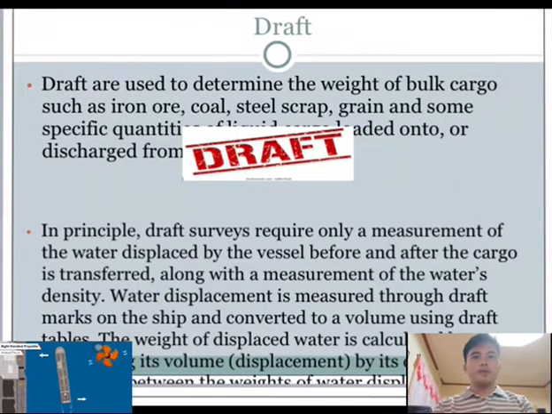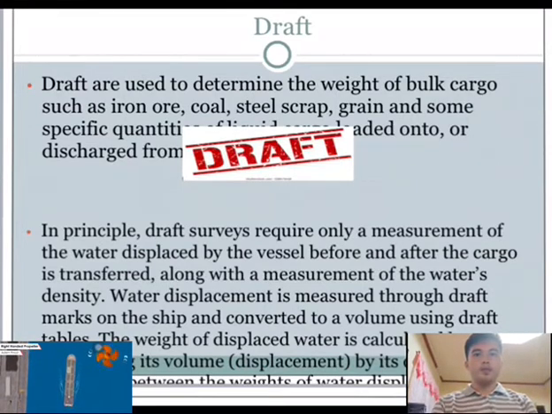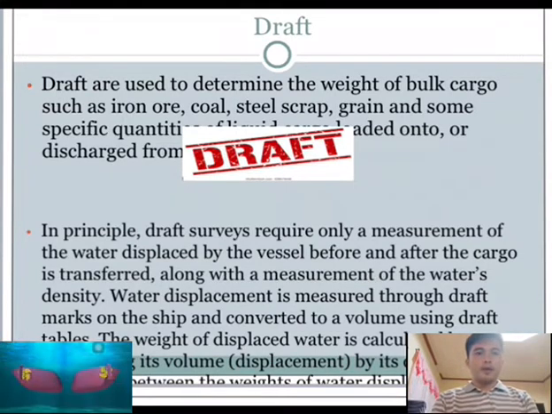In principle, a draft survey requires only a measurement of the water displaced by the vessel before and after the cargo is transferred, along with a measurement of the water density. Water displacement is measured through draft marks on the ship and converted to volume using draft tables. The weight of displaced water is calculated by multiplying its volume displacement by its density. The difference between the weight of the water displaced before and after the cargo is transferred will equal the weight of the cargo within measurement accuracy limits.